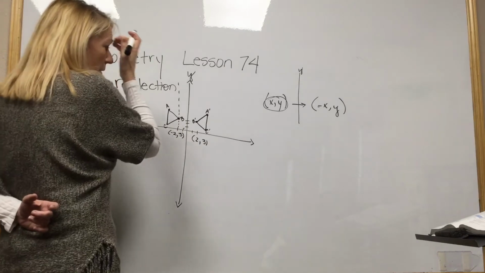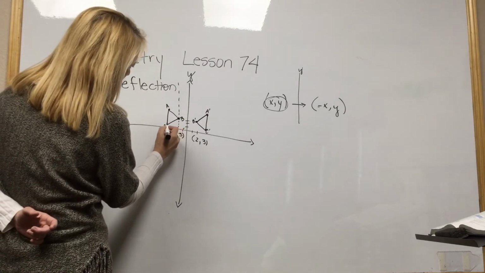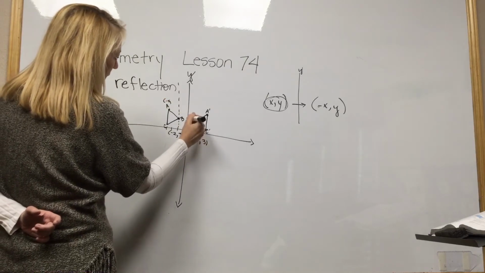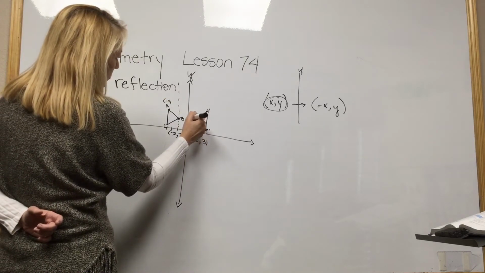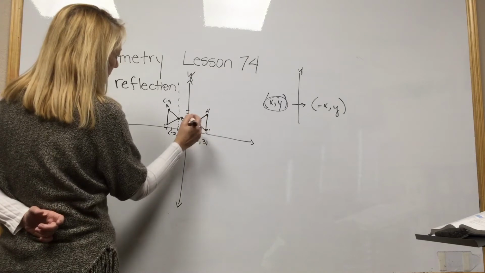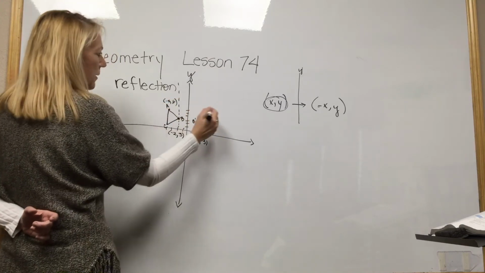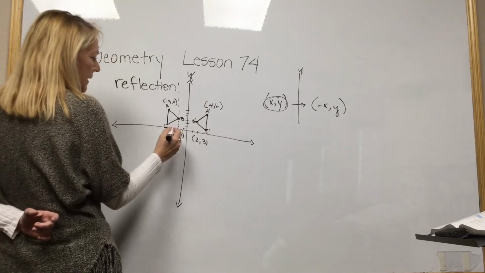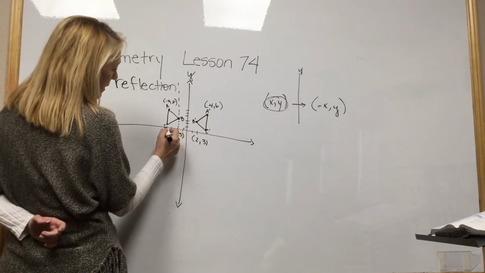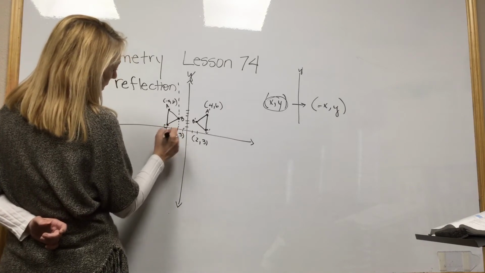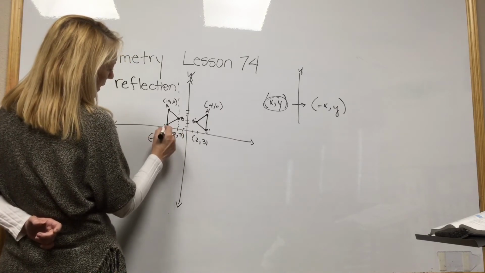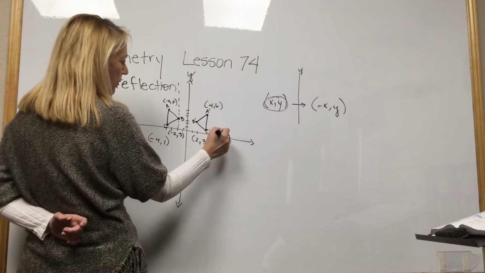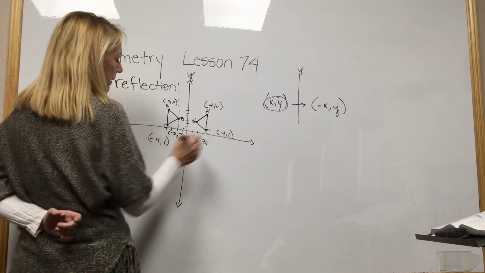Let's do A. If A was, we're estimating, at -4 and 6, then A prime is going to be 4, 6. And then C, it's at -4 and 1, so this C prime will be 4, 1.